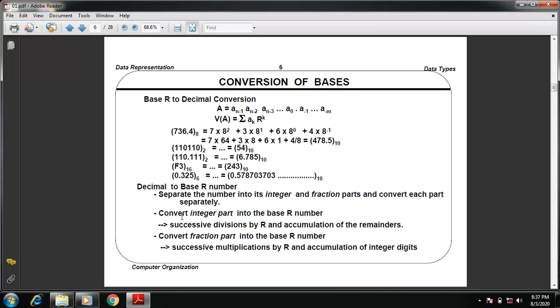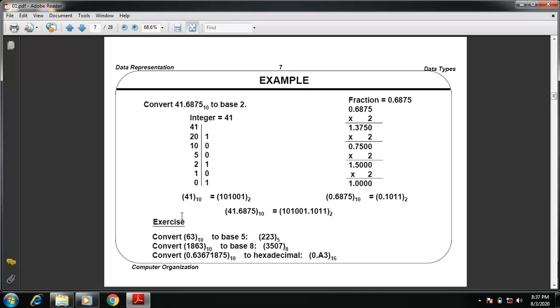Next page. So this is our example. Convert 41.6875, which is a decimal number. There are two parts: one is the integer part, another one is the fractional part, for converting to base 2. So first we take the integer part, 41. 41 is divided by 2 because I'm converting to base 2. So how many times is 41 divided by 2?